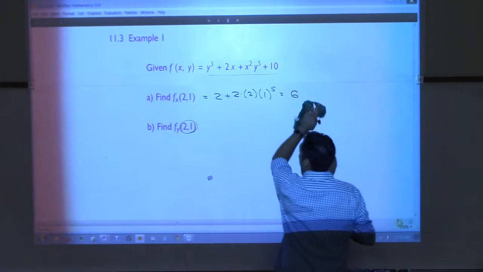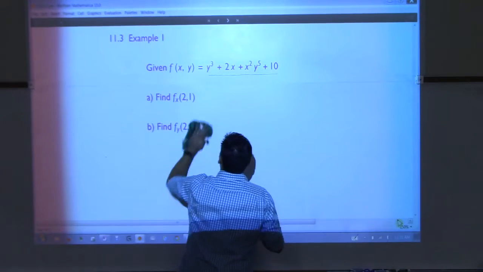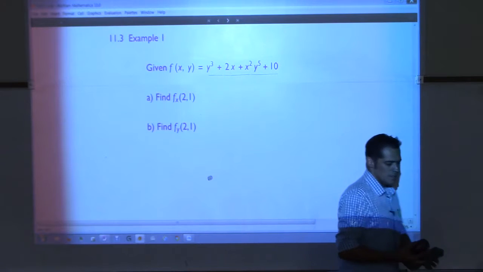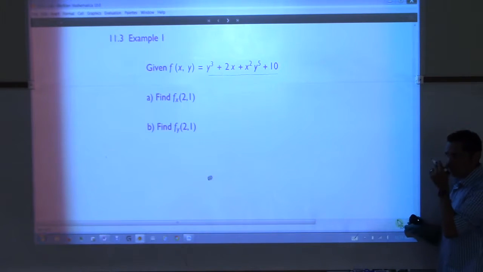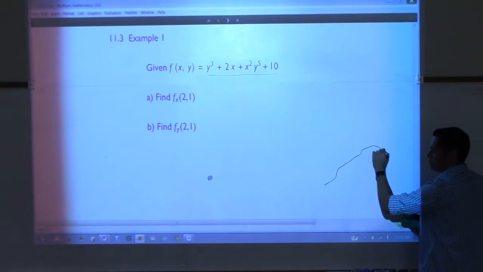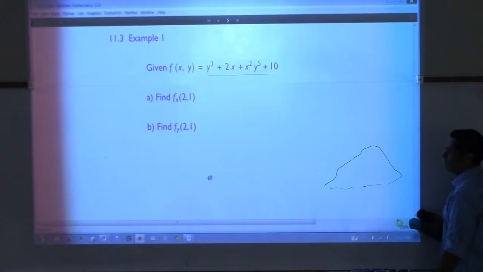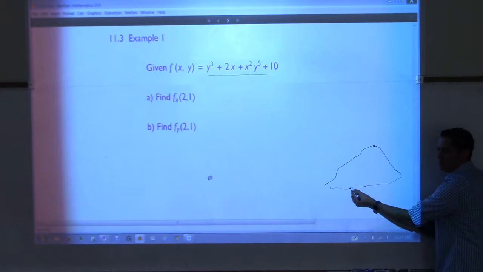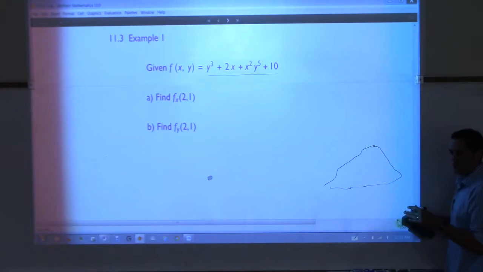That might be useful if you have some map of some surface. Let's say you've plotted out a mountain, this 3-dimensional mountain, and you want to get up there in the shortest path. The shortest path will be the path where every step is the steepest ascent.